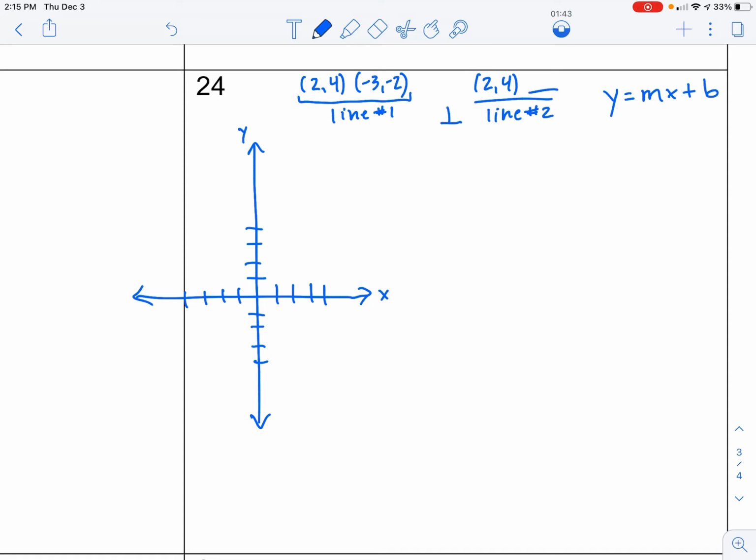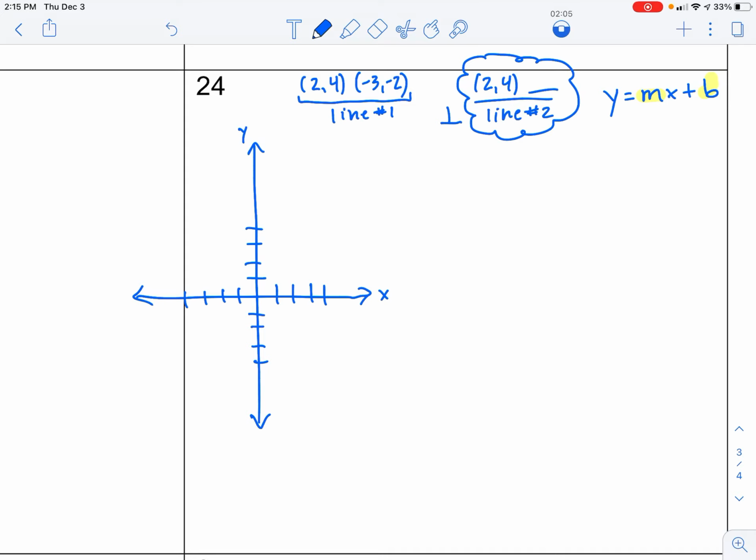Now, the line I'm trying to figure out is this one right here, okay? So in order to do that, I need to figure out what the slope is, and I need to know what b is, because I can't write my equation without those two items. Okay, but I can figure those out. There is a relationship when you have perpendicular lines. There's a relationship to their slopes.